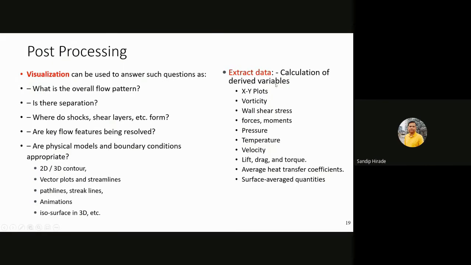But when you want to extract data, there are a number of variables for which you can extract the data, and you can have xy plots, vorticity, wall shear stress, forces, moments, pressure, temperature, velocity. You can calculate your own variable like lift, drag, torque, then heat transfer coefficients. So this can be calculated from the solution, and it has to be from the converged solution, the mesh independent solution.